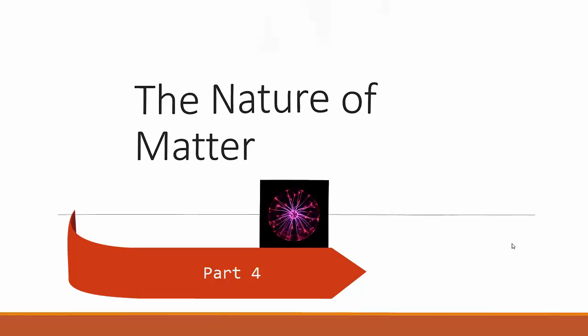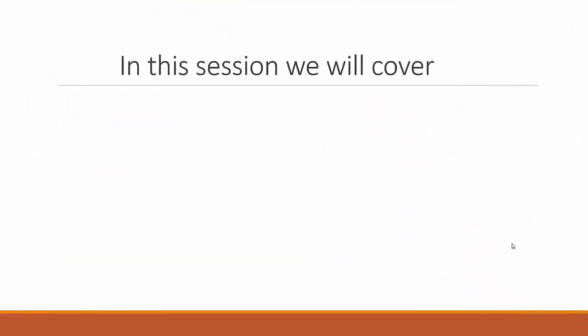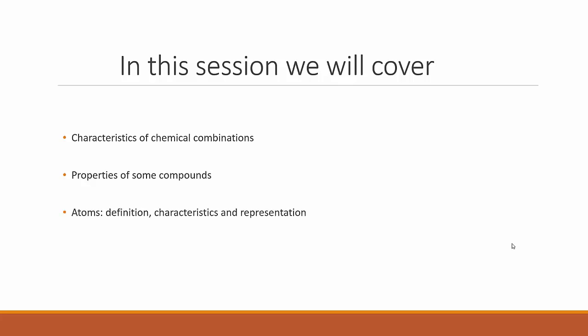So in this part of the video, what is it that we're going to be studying? We will see characteristics of chemical combinations here. We'll see how exactly chemical combinations occur and what their characteristics are. We'll see properties of some compounds. We'll take a few examples and study those compounds in detail. And we will also introduce a new term called atoms. We'll be seeing the definition of atoms, how atoms behave, and also how to represent atoms.